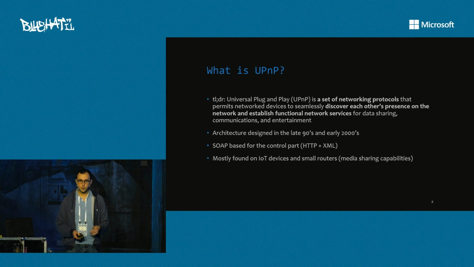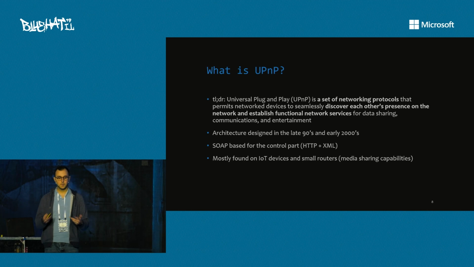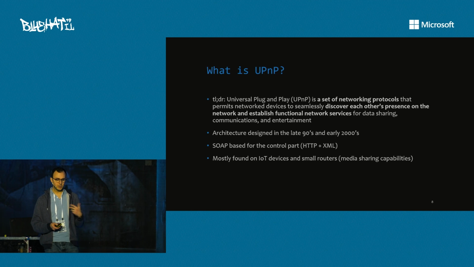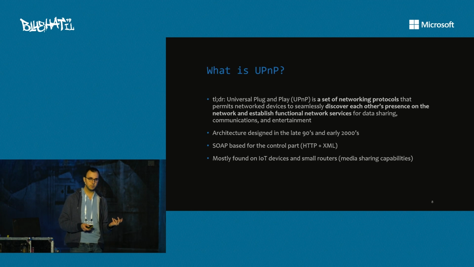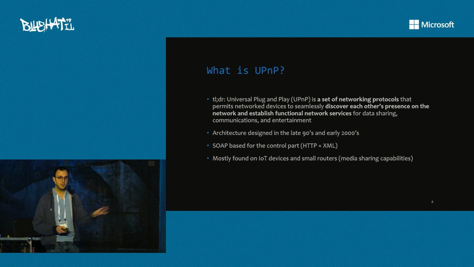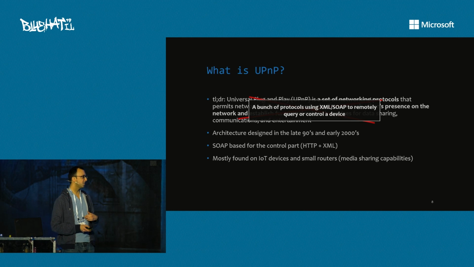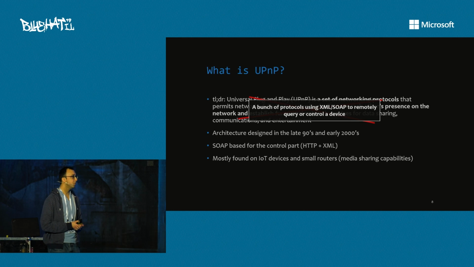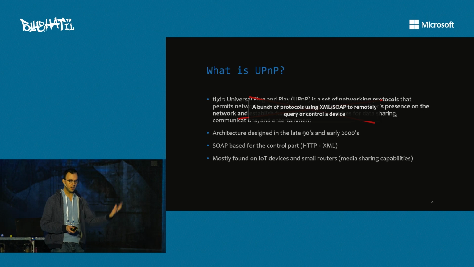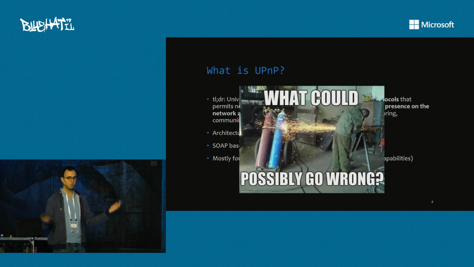UPnP stands for Universal Plug and Play. It's a set of networking protocols to allow devices to discover each other and use them out of the box without any configuration. So it's literally plug and play. You can tell the architecture is pretty old because there is a lot of XML and SOAP, so like the late 90s. So yeah, you can say it's just a bunch of protocols used to remotely query or control a device. Well, what could possibly go wrong?